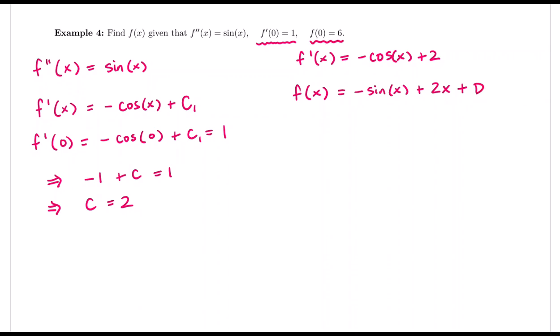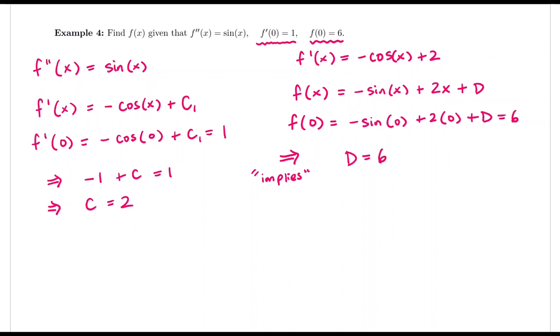And up here, I know that f of 0 is equal to 6. So I have negative sine of 0 plus 2 times 0 plus capital D is equal to 6. I'm going to use this implication arrow. This means implies that, or just implies. And sine of 0 is 0, 2 times 0 is 0, so the implication here is just that capital D is equal to 6. Putting this all together, remember our original goal was to find f of x, so lowercase f of x is equal to negative sine of x plus 2x plus 6.